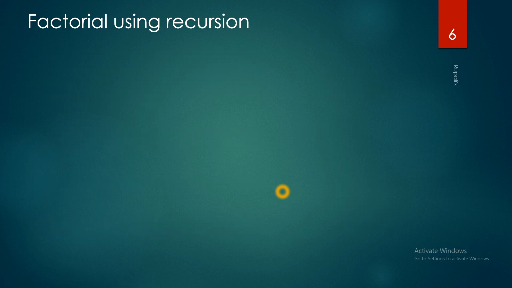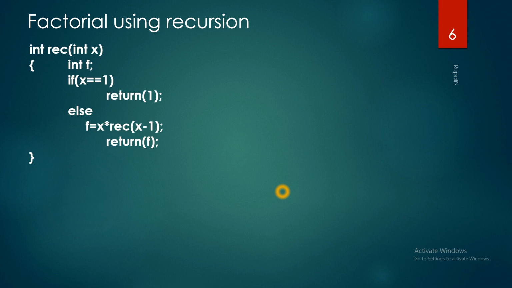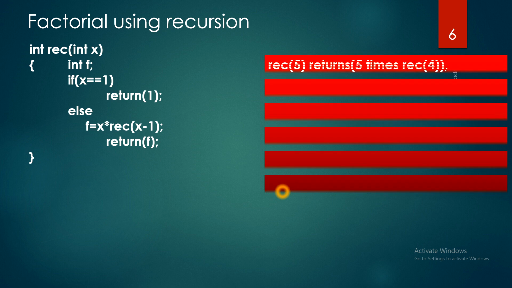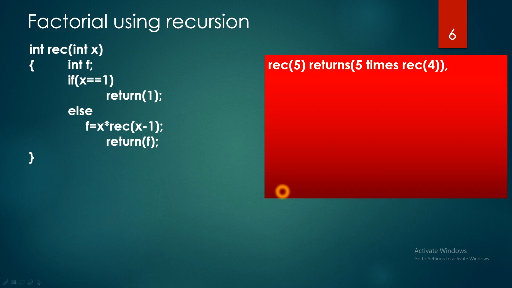Take another example, one of the most popular examples of recursion. See how we can do factorial using recursion. First, I want to get the factorial of 5, so you have to supply 5 here. What is the value of x? x is 5. Now check, is x equal to 1? No, it is 5, so it comes to the else part. Now f equals x into rec(x minus 1). So when x is 5, it is 5 into rec(x minus 1), meaning rec(4).